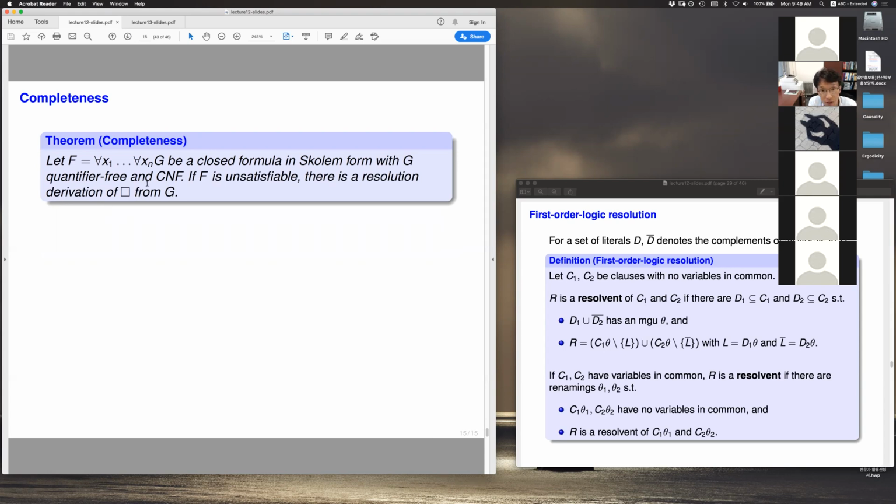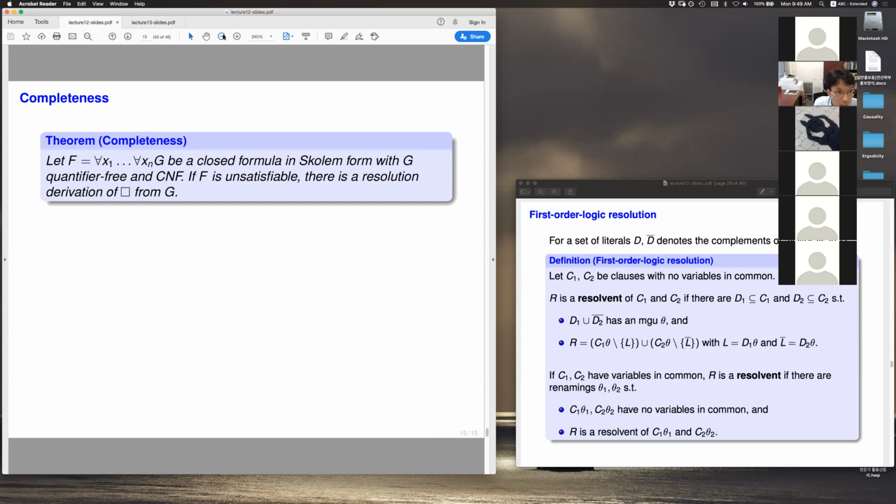Now, the completeness theorem says our proof system is actually very powerful. It allows us to prove all the unsatisfiable cases. If F is unsatisfiable, there always exists a resolution derivation, a proof in this resolution-based proof system. So this type of result tells us our algorithm never misses anything, if we design an algorithm or semi-algorithm based on this first order resolution that we discussed so far.